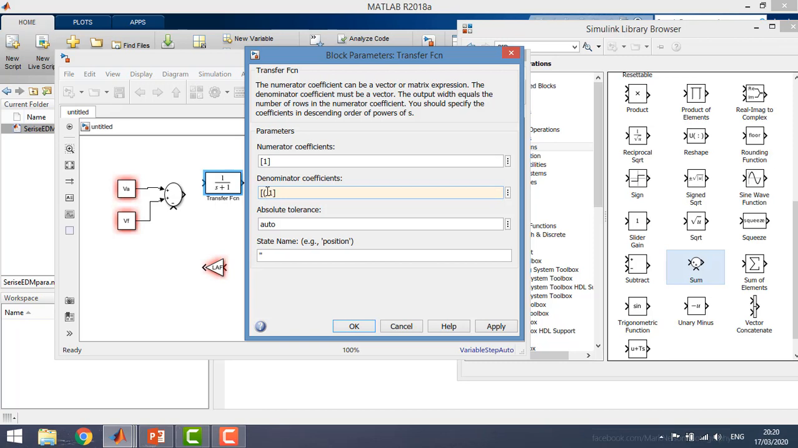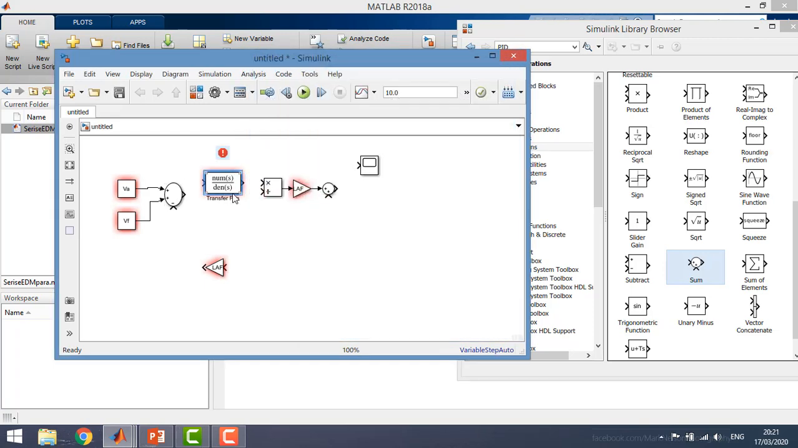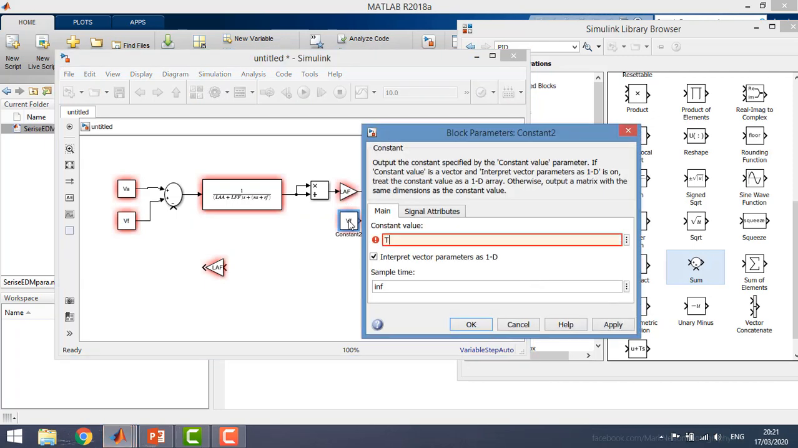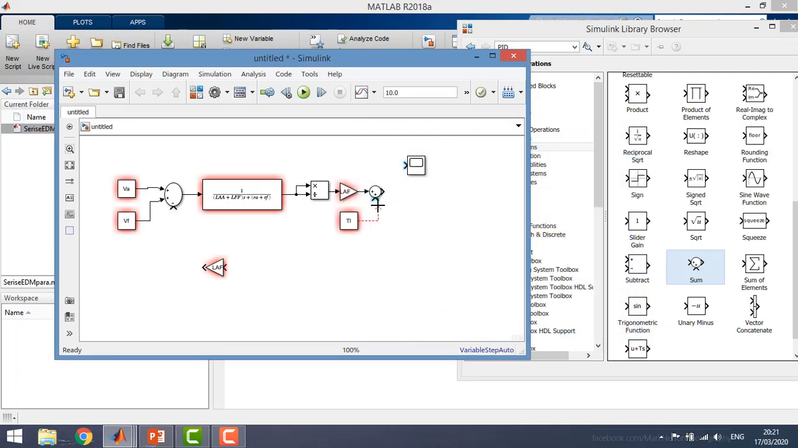So let's use the brackets. So the torque.